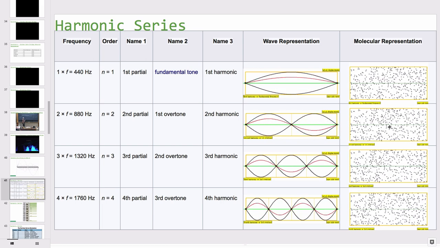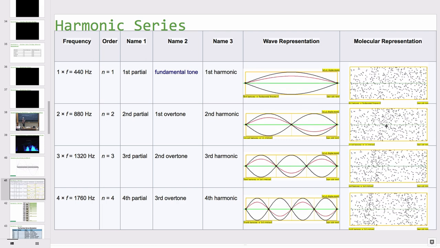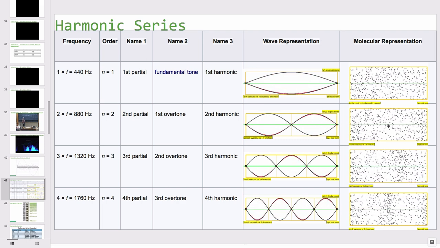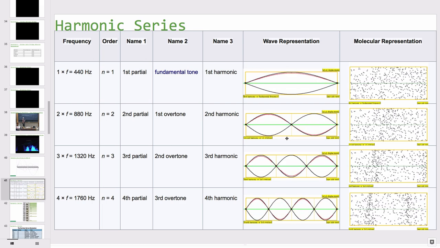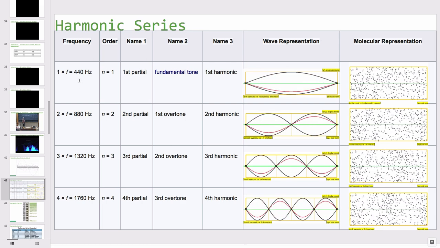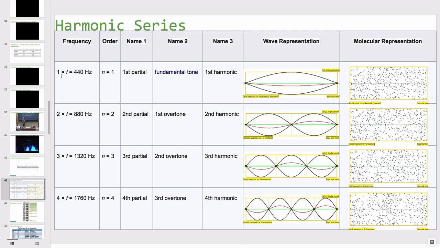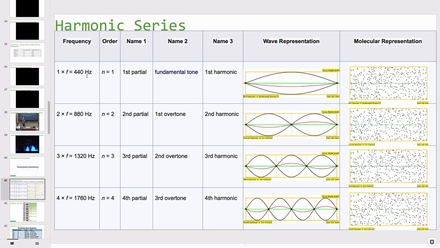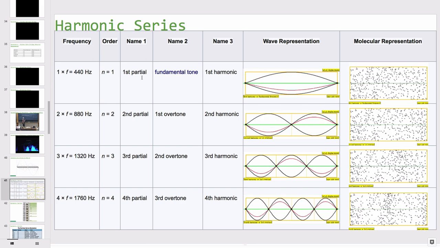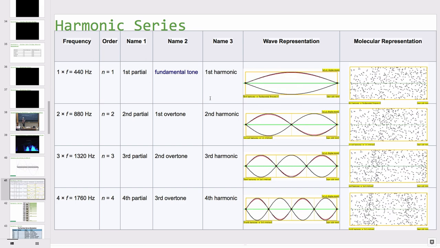In mode 2, the second harmonic, you notice that it shouldn't move very much in the middle somewhere, right? And then maximum movement over here. And you'll notice the frequency. If the first harmonic or the fundamental is 440 hertz, 440 times a second. The first partial is called the fundamental or the first harmonic.